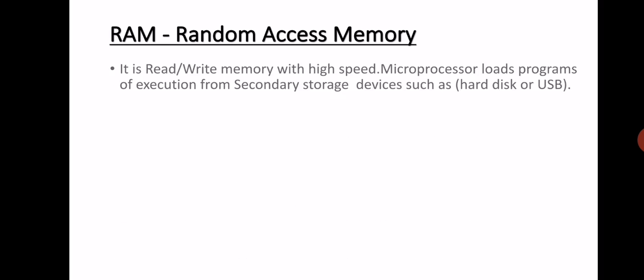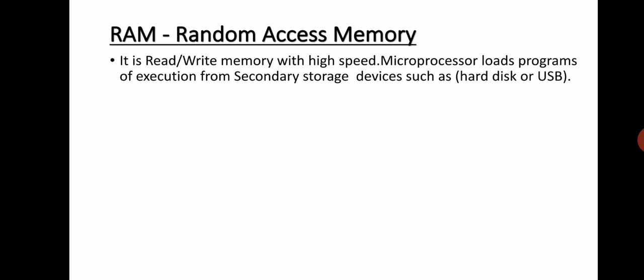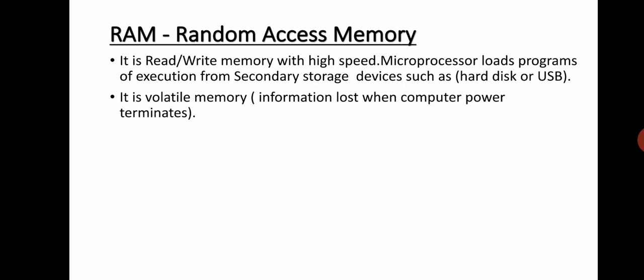RAM, that is random access memory. It is read-write memory with high speed. Microprocessor loads programs for execution from secondary storage devices such as hard disk or USB. RAM is a volatile memory. Volatile memory means information gets lost when the computer power terminates or power gets turned off.